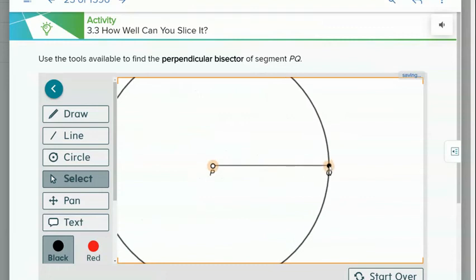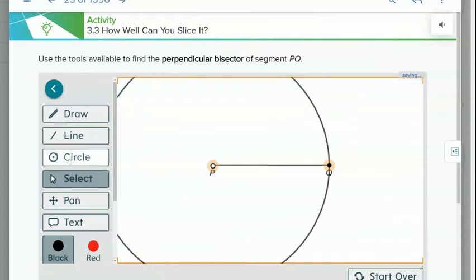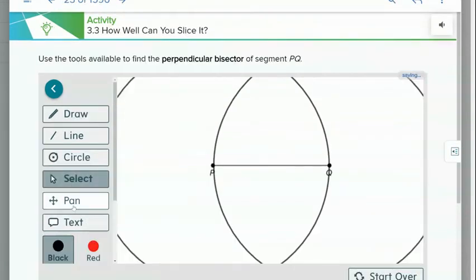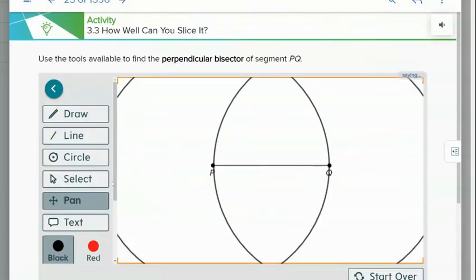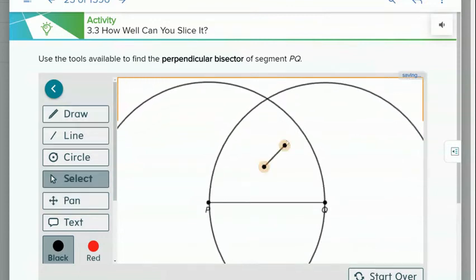You have one circle here with the radius of the length of P to Q. And now we have another circle, this time centered on Q, again with the same length of P to Q as the radius. I would really like to know how to zoom out. All right, so use the tools available, find the perpendicular bisector of the segment P to Q. Oh, it looks like I have to drag. Okay, no worries. I could do that.